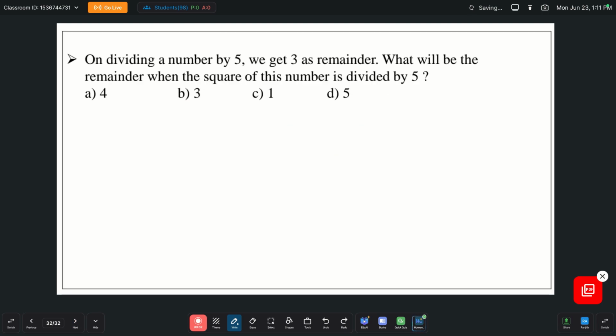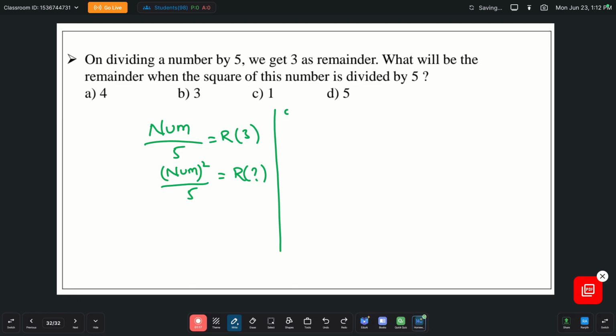On dividing a number by 5, we get 3 as remainder. What will be the remainder when the square of this number is divided by 5? We don't know the number. When we divide it by 5, we get remainder 3. So what will be the remainder when the square of this number is divided by 5? In the sense, we don't know the number. First, we need to find out the number, then after that we need to find out the remainder.